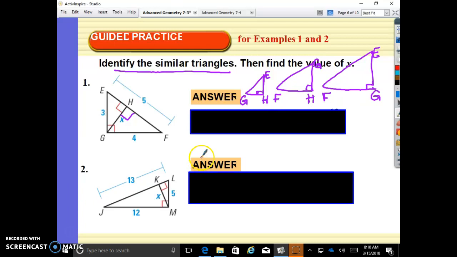Then find the value of X. Well, GH is X, GH. GF is 4.